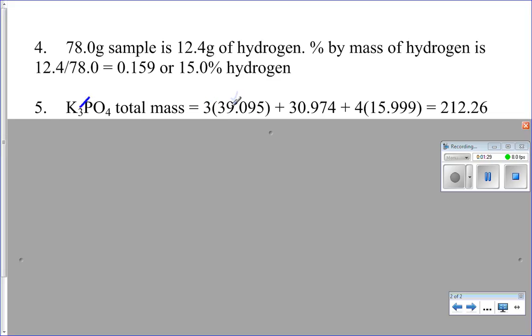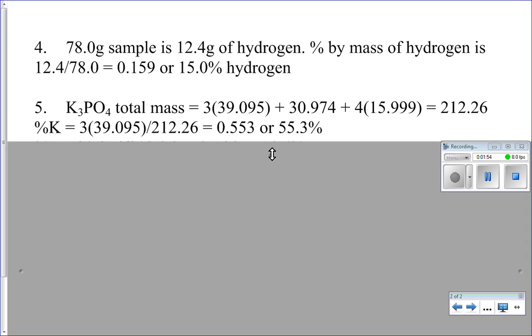That means 3 potassiums, plus 1 phosphorus right there. Only 1 phosphorus over here. And then 4 oxygens. So these 4 oxygens right there, there's 4 oxygens. So that means when I add that all up, it's 212.26. That's the total mass of one molecule.